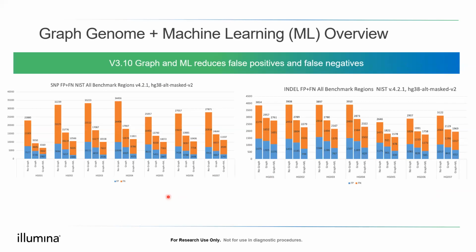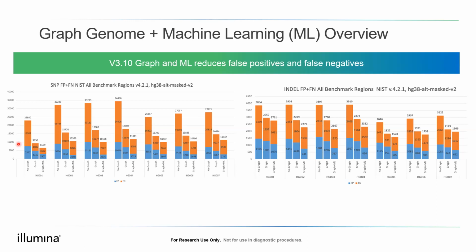Another way to also benchmark this improvement is what we did was we took all the Genome in a Bottle samples. So again, HG001 to HG007. On the left side, you see the accuracy for SNPs. On the right side, you see Indels. And what we are showing is comparison of DRAGEN by itself when you have no graph, and you can see the y-axis, which is essentially showing FP plus FN, how that improves if you turn on the graph capability, and then how it further improves when you turn on the graph plus the machine learning capability.